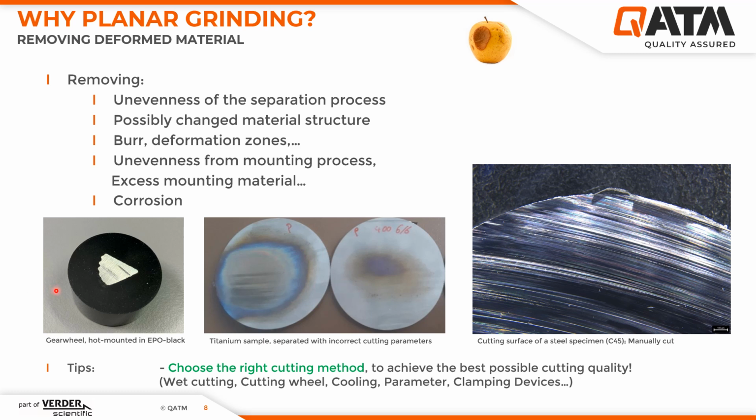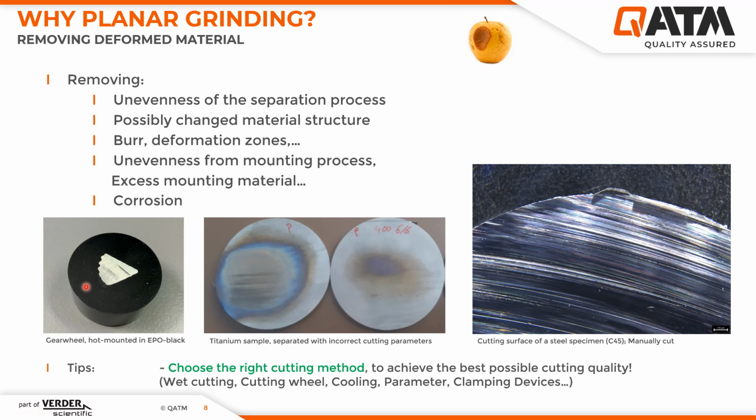On the left side, you can see a hot mounted sample in epoxy resin. During mounting, the resin has run under the sample, so the excess mounting resin must be removed first. Even with cold mounted samples, it can happen that the sample surface is not flat, but somewhat concave or convex. Here, the mounting material must be removed too.